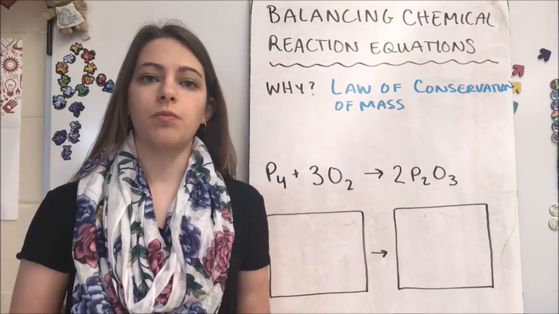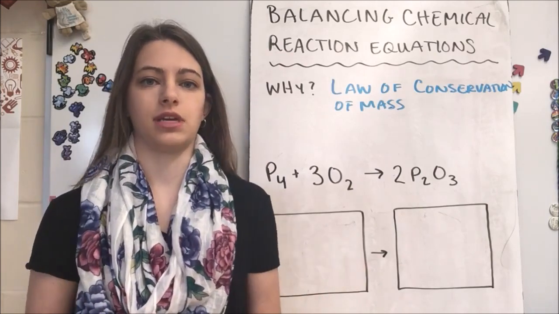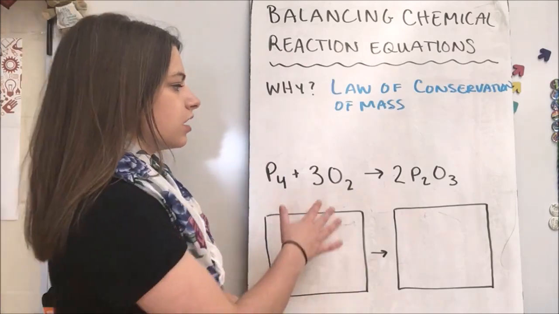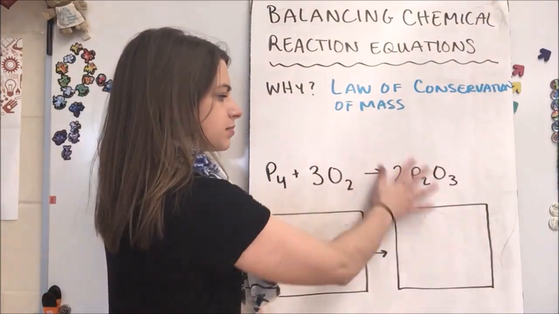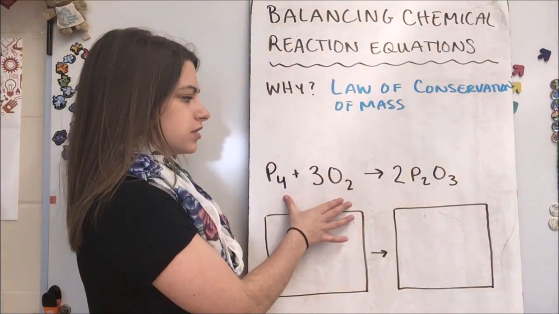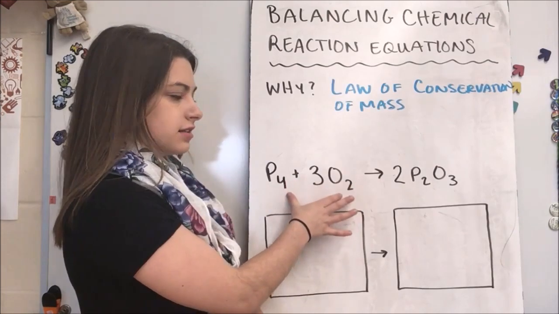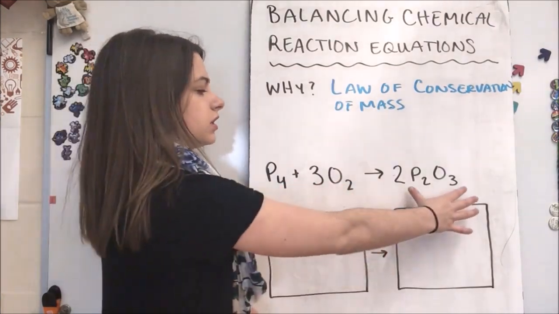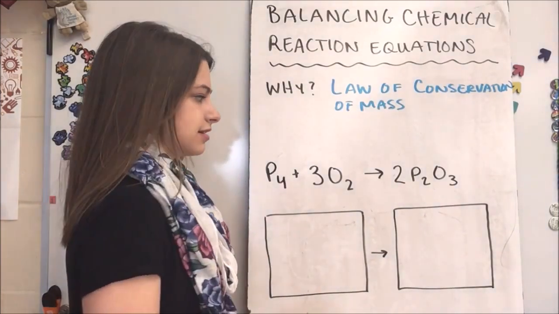because those coefficients that we're going to add when we balance these chemical reaction equations are going to become super important. So before we jump into actually balancing, let's look at the anatomy of a chemical reaction equation. You're always going to have something on the left, something on the right, and an arrow in between. What's on the left side of your arrow are your reactants, your starting materials. What's on the right side of your arrow are your products. Those are what you're making at the end.